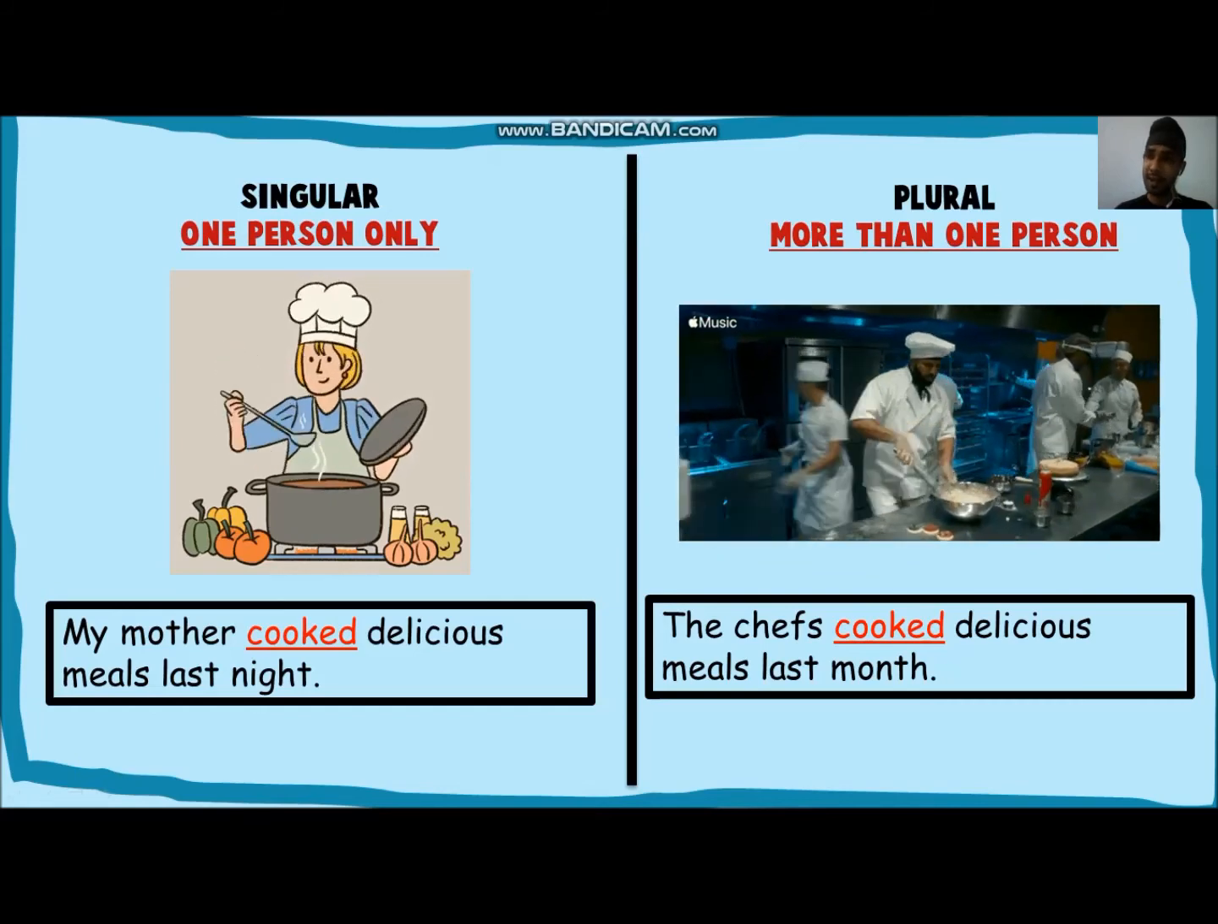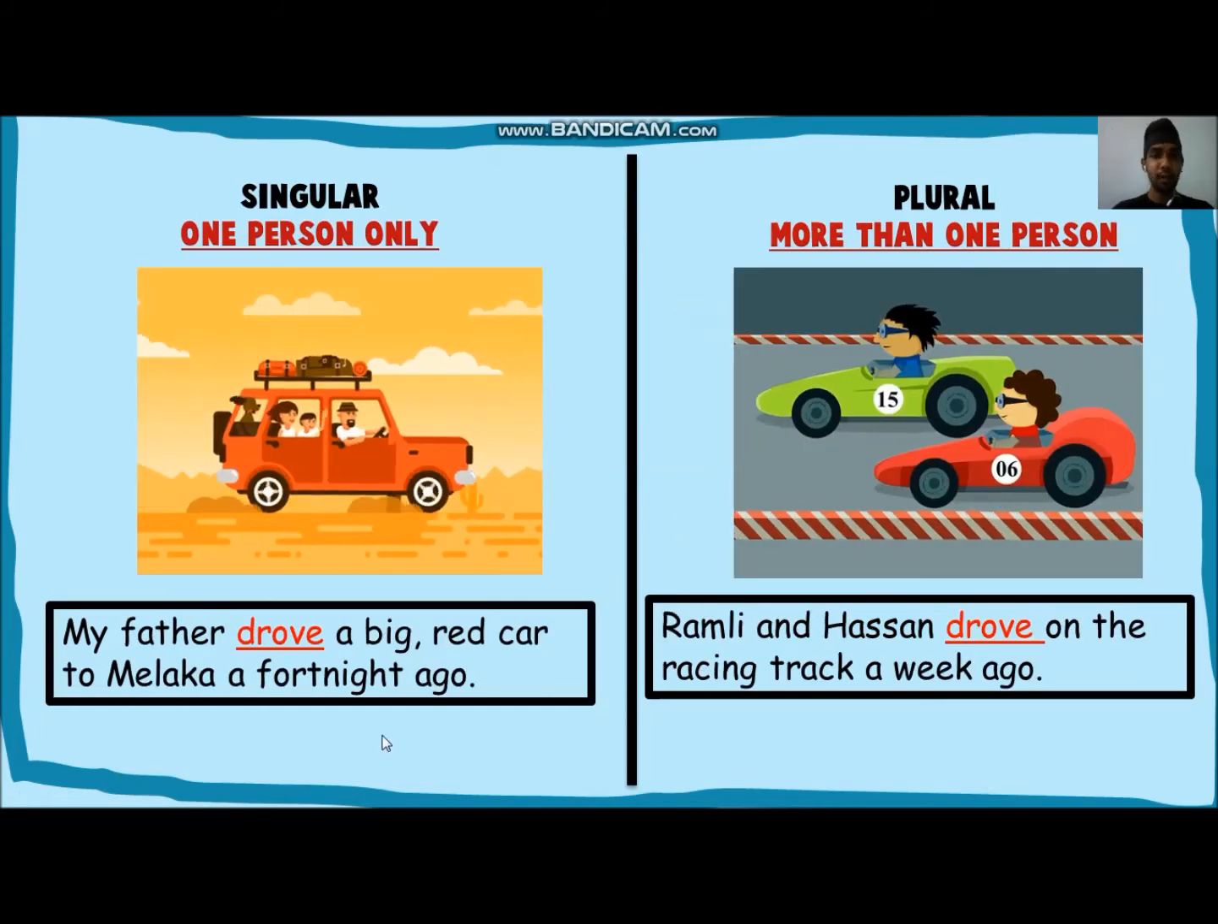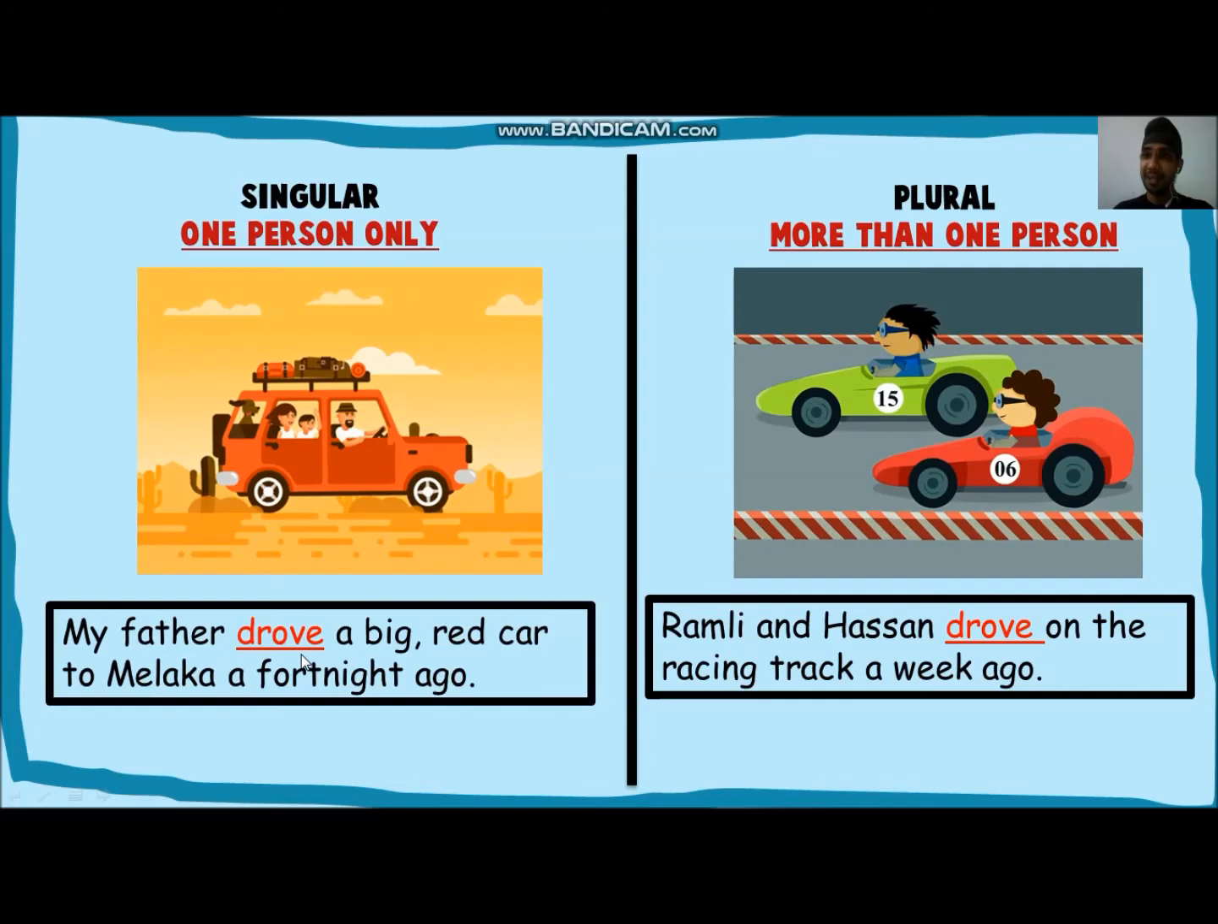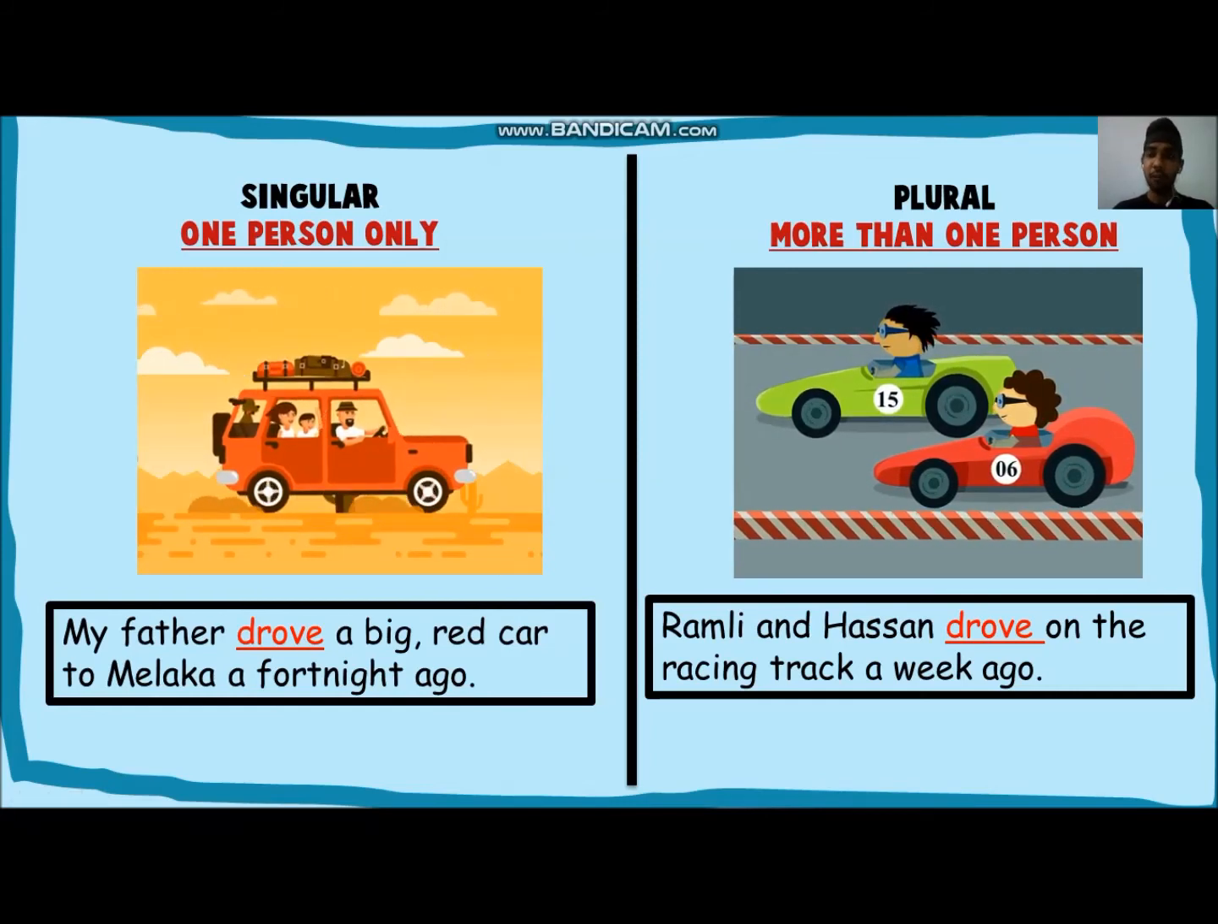Let's take a look at another example. My father drove a big red car to Malacca a fortnight ago. A fortnight ago means 2 weeks ago. Let's take a look at the verb. There is no ed in this verb, but we change the verb from drive to drove. I will explain in another video about this irregular past tense.